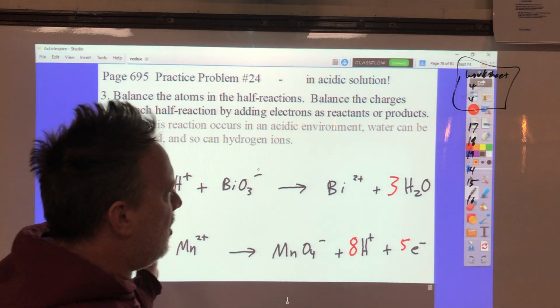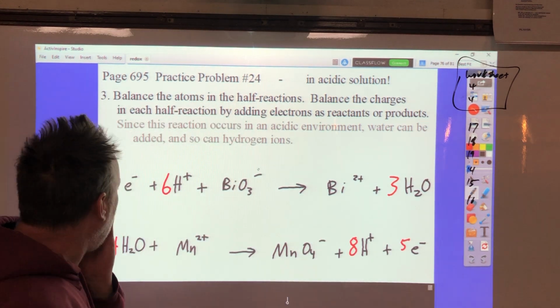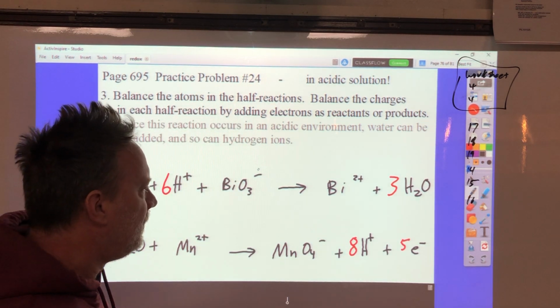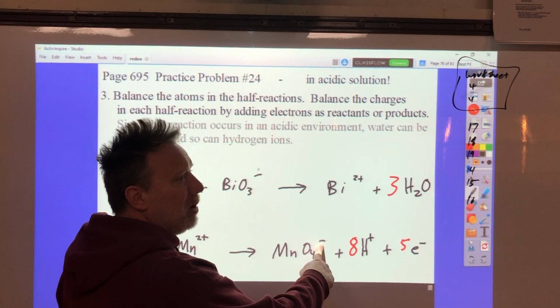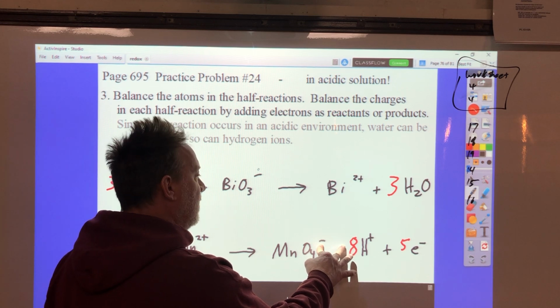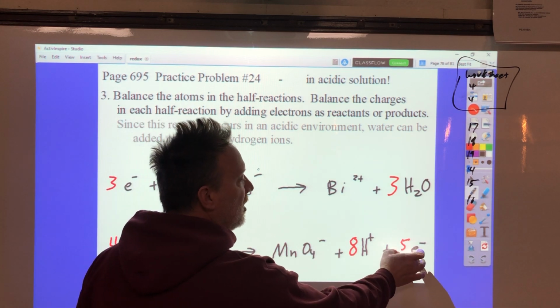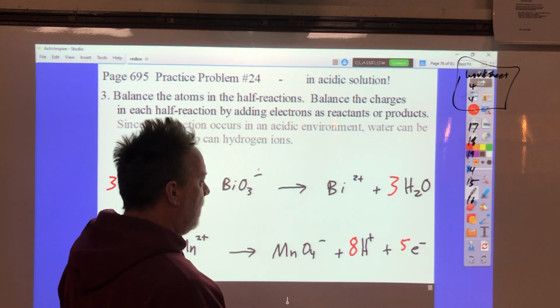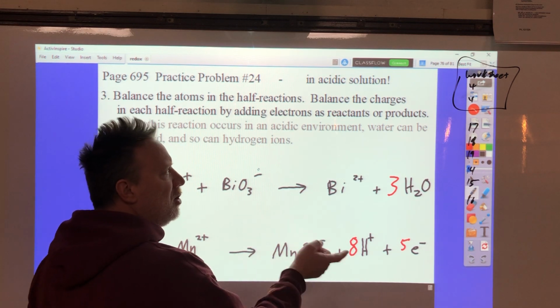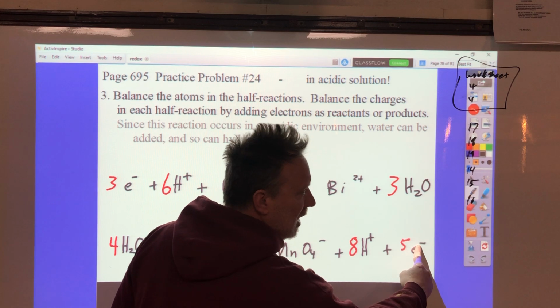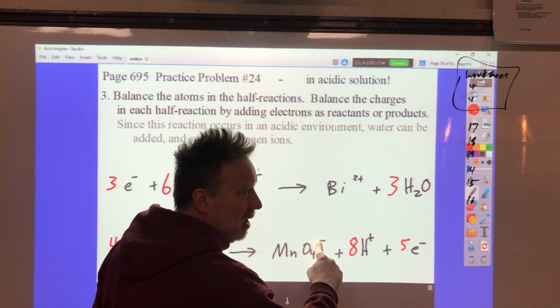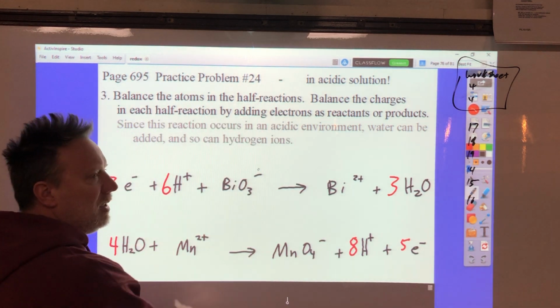Then we got to check our charges. I have a 2 positive here. I have an 8 positive here. Knocking 1 off, I'm down to 7 positive. It's still 5 too high, so if I have 5 electrons on there, that'll make the same amount of charge on both sides. You got 8 positive, 5 negative is 3 positive, an additional negative is 2 positive, and this side's 2 positive.